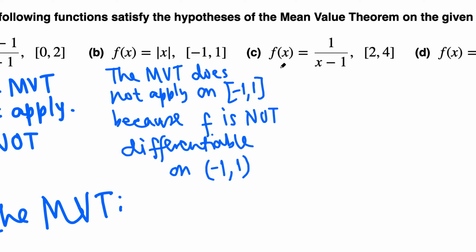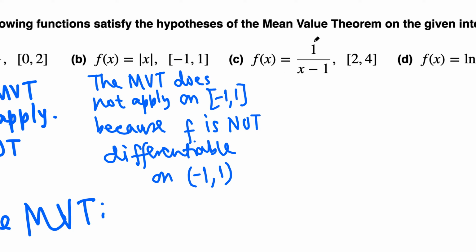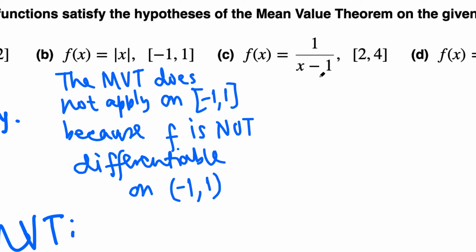Okay, so let's look at C. So we got the function 1/(x − 1). Looking at this function, we can clearly see the trouble point is 1, because 1 minus 1 is 0 and 1 over 0 is undefined. And we are looking at [2, 4]. The only trouble point here is 1, which is not inside [2, 4]. So being a rational function, it's continuous and differentiable everywhere in its domain. The domain of this function is all reals except 1. Okay, 1 is not inside [2, 4]. So this is good.